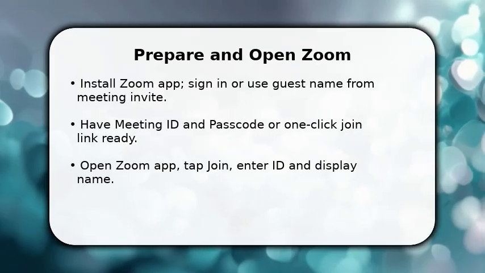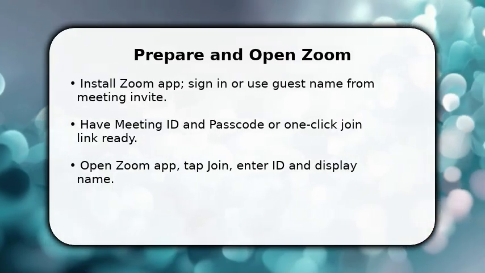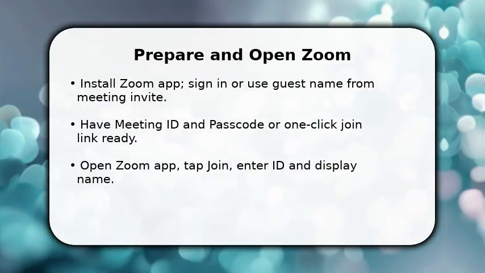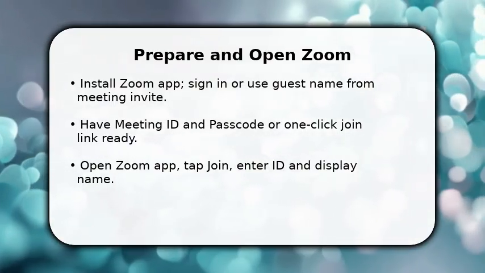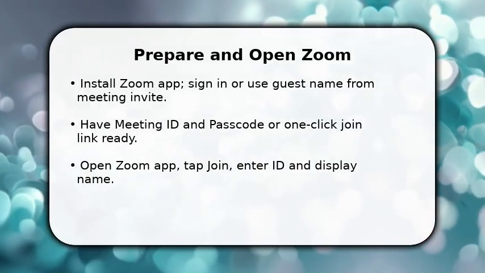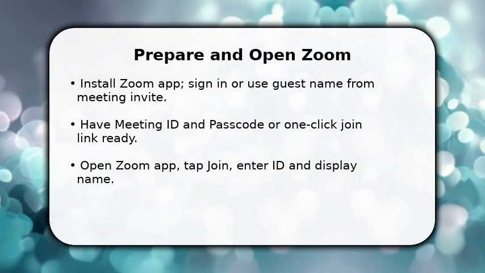You start now by confirming prerequisites. The Zoom app is installed, and you have the meeting ID or one-click link. Open Zoom and tap Join, then type the meeting ID and your display name so hosts recognize you. Once done, choose whether to turn camera on and select Join with computer audio to hear others.